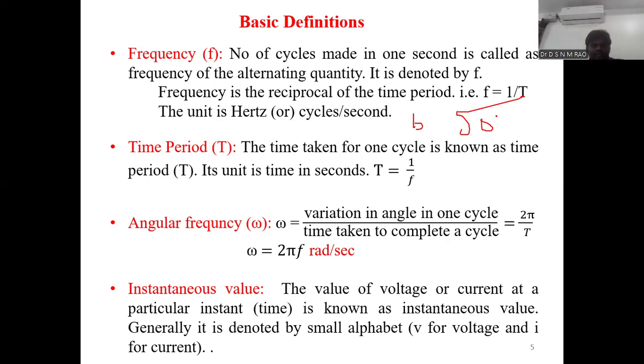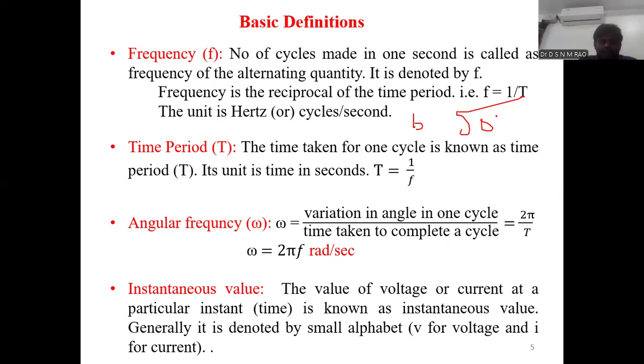And the next one is angular frequency. Angular frequency is defined as the ratio of variation in angle in one cycle to the time taken for completion of the cycle. It is also defined as the number of radians occurred in 1 second. There are 2 pi radians covered in one cycle. There are F cycles occurring in 1 second. So 2 pi into F. F is nothing but 1 by T. So 2 pi F radians per second, or 2 pi by T.